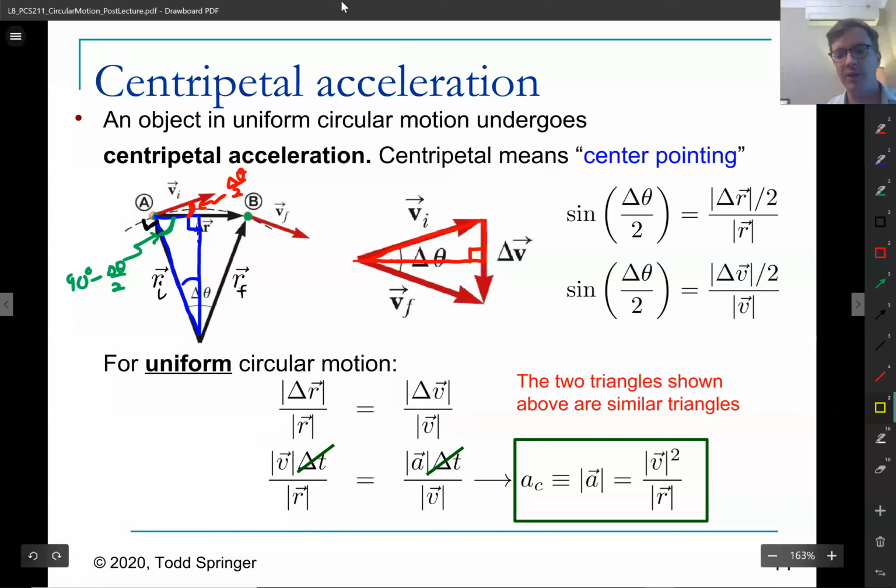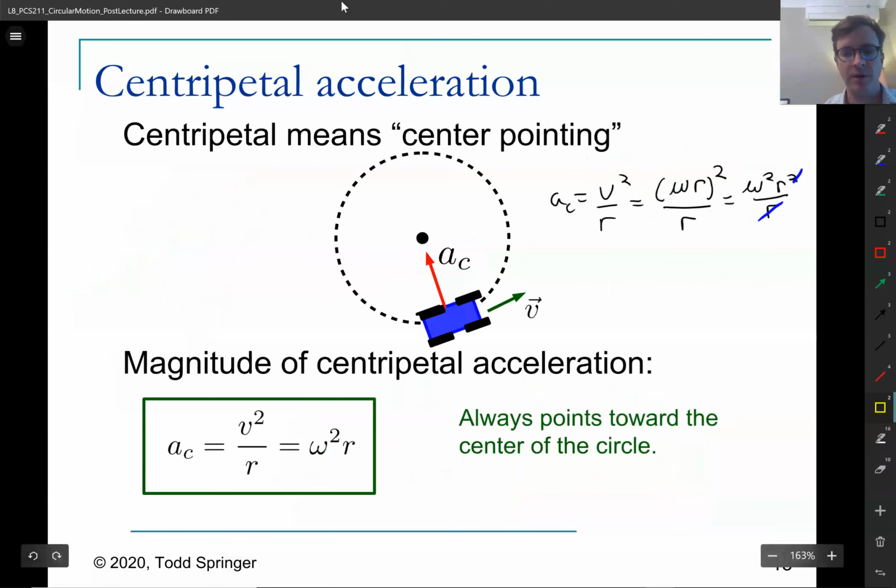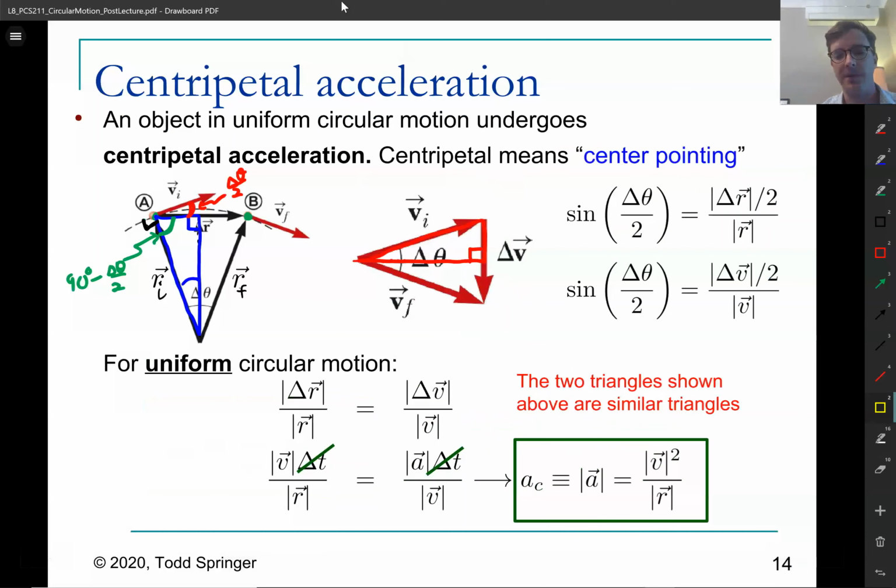So this slide is a derivation of the previous slide, explaining centripetal acceleration, v squared over r. Where does that come from? You get it by doing some geometry here. That's basically it.